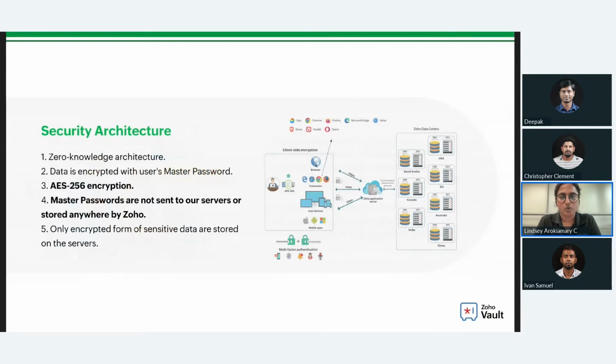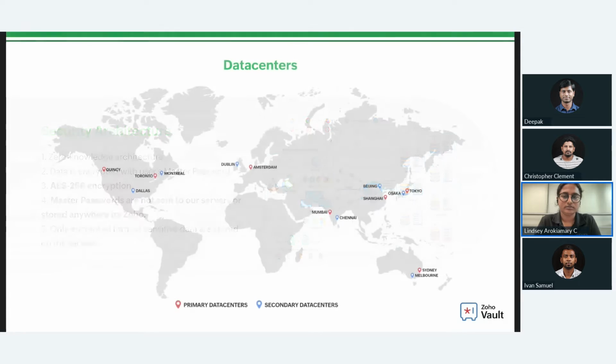Let's quickly look into the security architecture of Zoho Vault. Zoho Vault can be accessed by browsers, extensions, and mobile apps. When a user creates an account, they need to set a master password, and this master password is only known to them, and it will not be stored anywhere on our servers. Only the encrypted form of sensitive data is stored on our servers. The entire data will be transmitted over HTTPS, ensuring complete security and privacy. We have our data centers in India, America, EU, Australia, China, Canada, and Saudi Arabia.